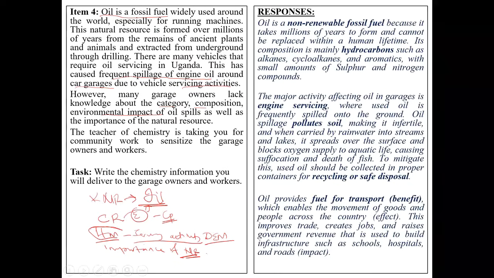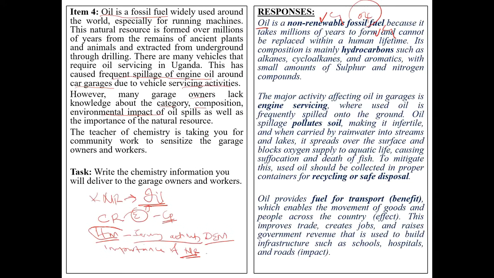Okay, let's dive into the response here. I'll just take you through as I score. I know by now you know what to do here. So oil, which is the natural resource we are talking about, is a non-renewable, that is a category, fossil fuel, because it takes millions of years to form. That is the reason. So here you get your 4.